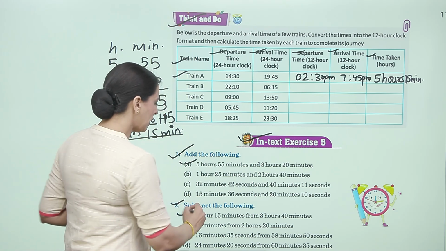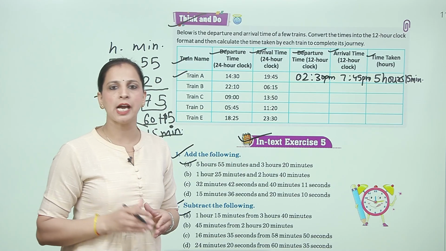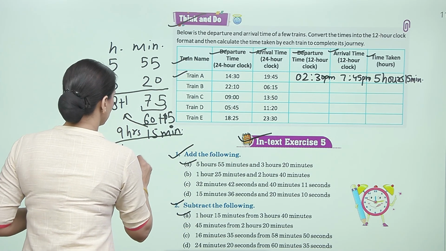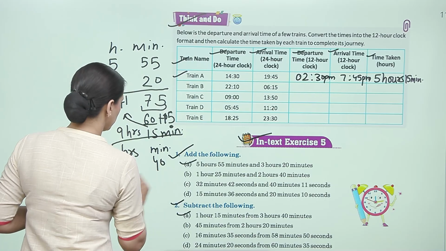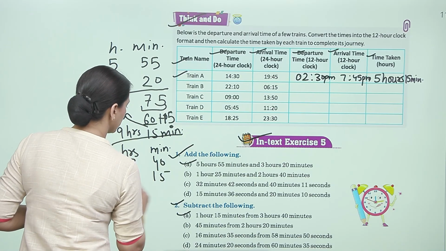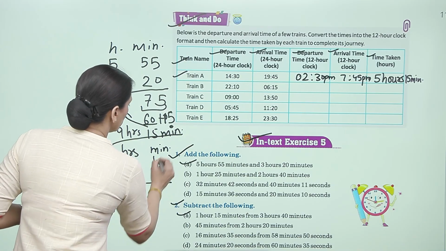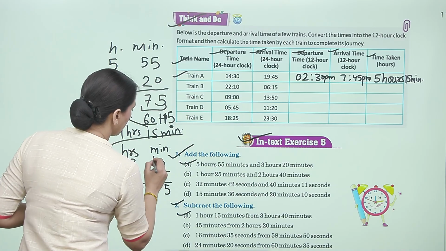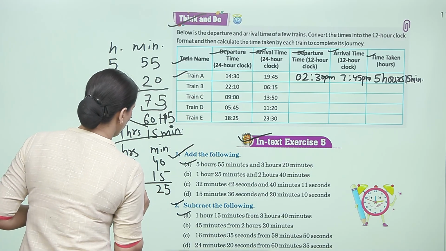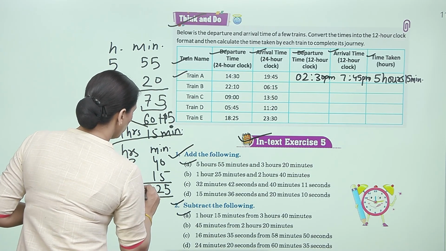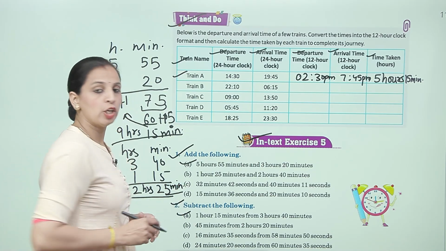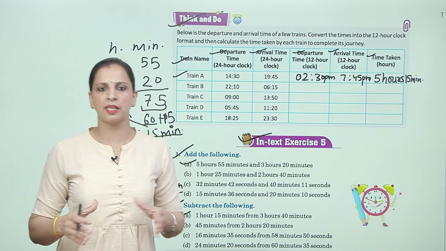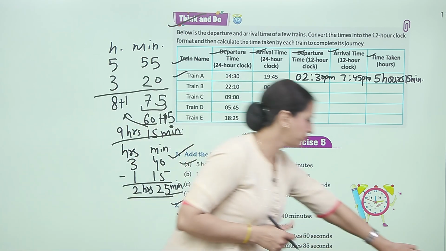First is 1 hour 15 minutes from 3 hours 40 minutes. So, hours and minutes. 3 hours 40 minutes minus 1 hour 15 minutes. Now, 40 minus 15. 10 minus 5 is 5, 3 minus 1 is 2. 2 hours and 25 minutes. So children, using the same method you will try the remaining parts yourselves.